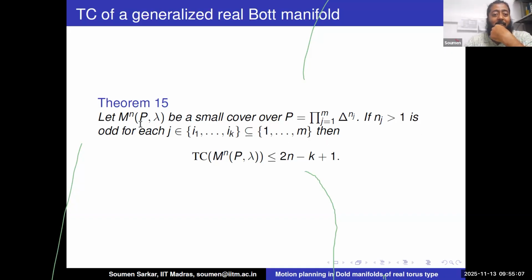Here the notation is a little bit off: we are introducing lambda, but I didn't say what lambda is. Lambda comes naturally. It depends on the isotropy subgroup corresponding to a facet, the codimension 1 faces. That is a notation by Davis-Januszkiewicz.